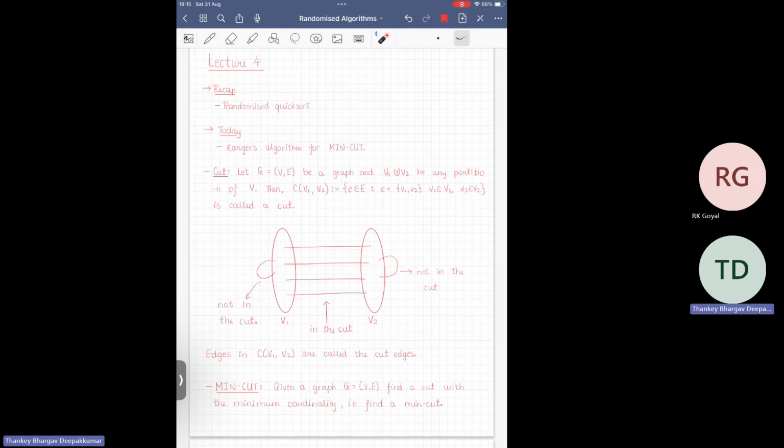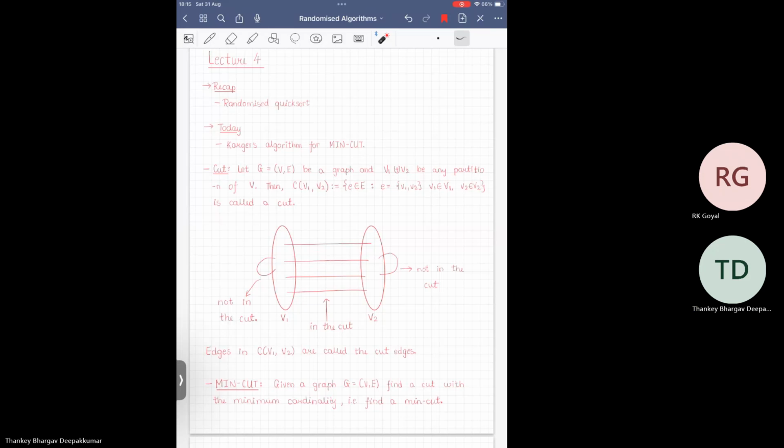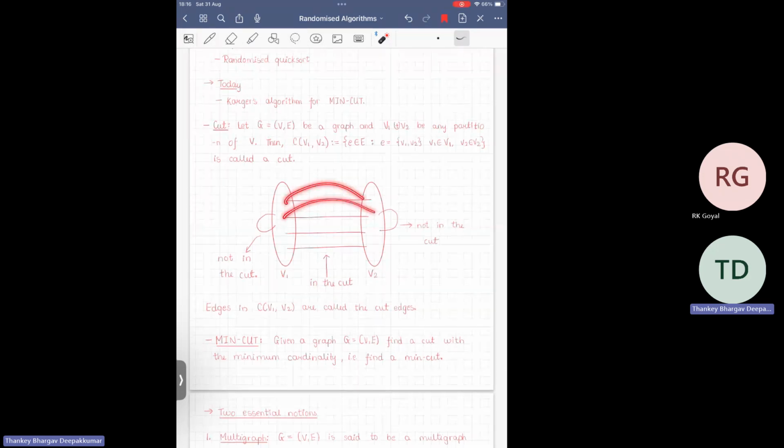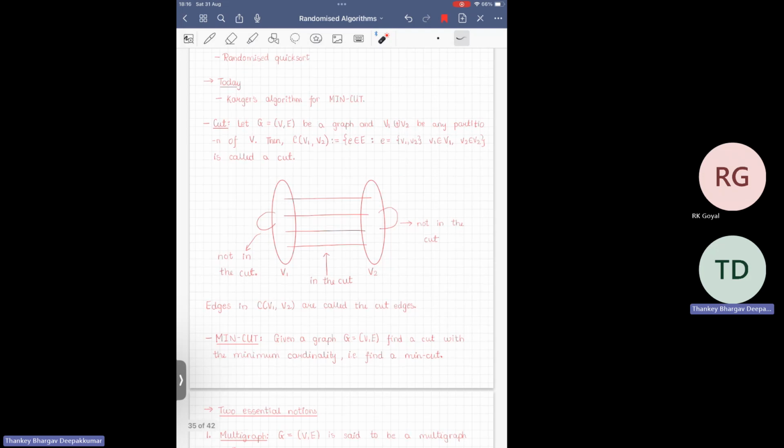Let V1 and V2 be a partition of V, that is V is the disjoint union of V1 and V2. Then the cut of V1 and V2 is defined to be all the edges e such that one of the vertices is in V1 and the other is in V2. Is the definition of cut clear? So for example, if this were my V1 and this were my V2, all the edges going from V1 to V2 would be in the cut, but all the edges going from V1 to V1 or V2 to V2 would not be in the cut. The edges in this set are called the cut edges. The set is called a cut.